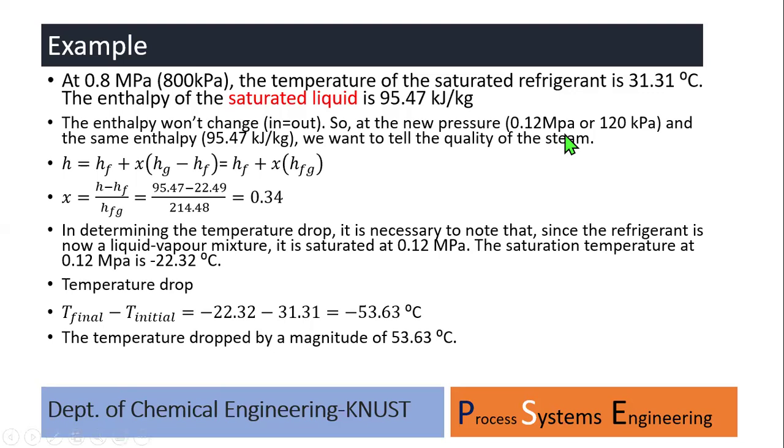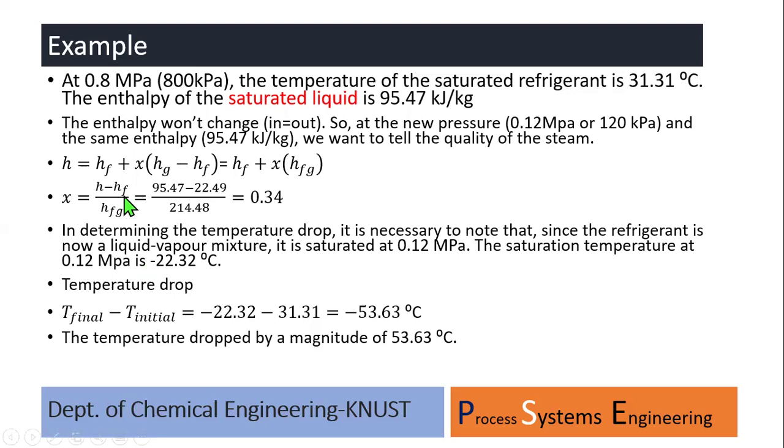At the new pressure of 0.12 megapascal or 120 kilopascal, and at that same enthalpy, we want to tell the quality of this. Oh, sorry, it wasn't supposed to be steam. It was supposed to be of the refrigerant. Remember we said for the quality of the refrigerant, we can use this expression, right? Or we can simplify the hg minus hf in the brackets here to hfg. So the h here is that enthalpy we found that is not going to change. But then the hf and the hfg are what we are going to read at the new pressure, because we want to find the quality at that new pressure. So we are going to read hf and hfg at that new pressure.